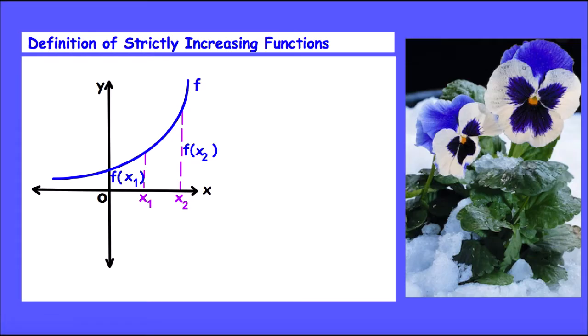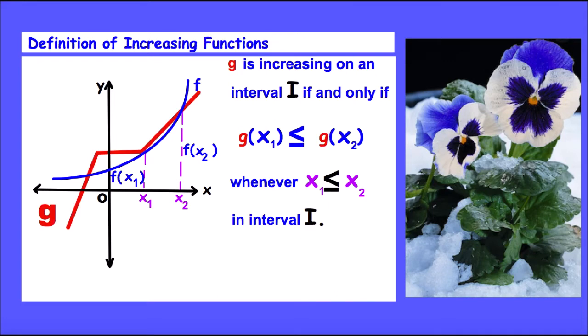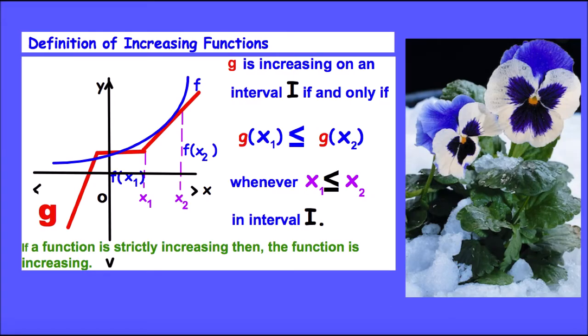Definition of strictly increasing functions. F is strictly increasing on an interval I if and only if f of x1 is less than f of x2 whenever x1 is less than x2 in interval I. G is increasing on an interval I if and only if g of x1 is less or equal to g of x2 whenever x1 is less or equal to x2 in interval I. If a function is strictly increasing, then the function is increasing.